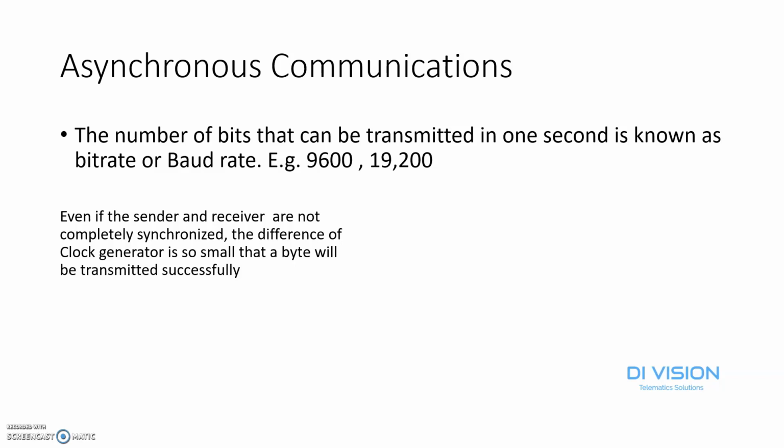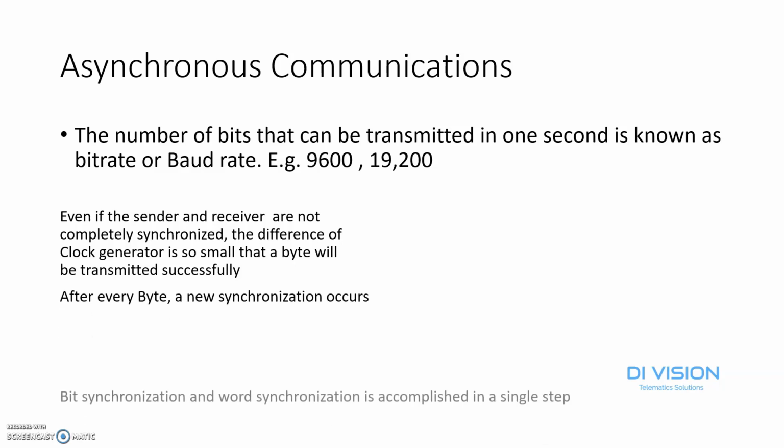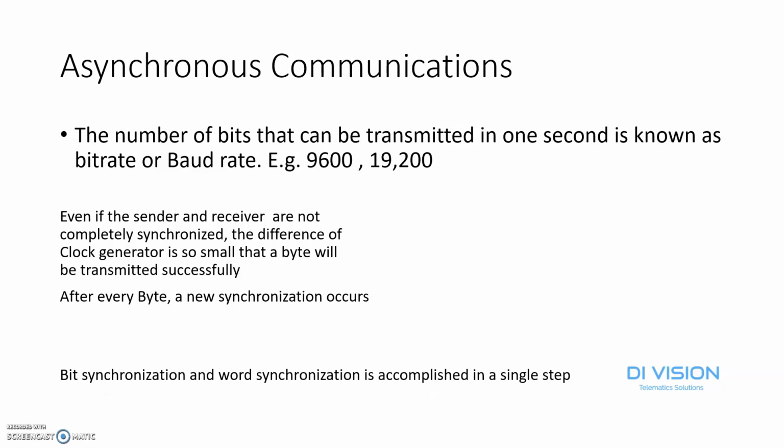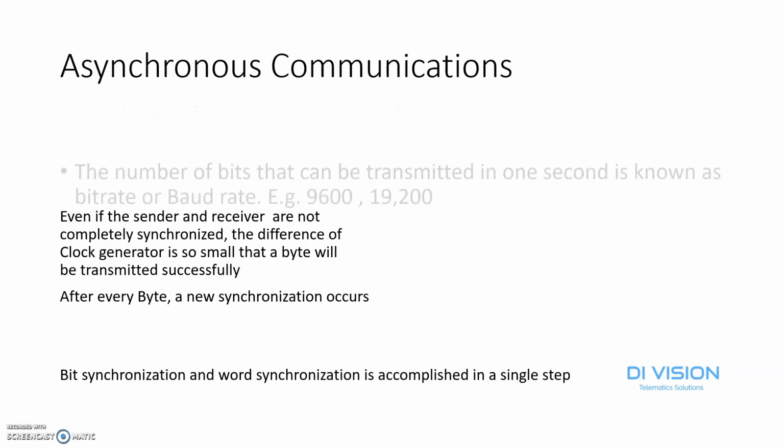Even if the sender and receiver are not completely synchronized, the difference of the clock generators is so small that a byte will be transmitted successfully. And after every byte, a new synchronization occurs. So bit synchronization and word synchronization in asynchronous communications are accomplished in a single step.